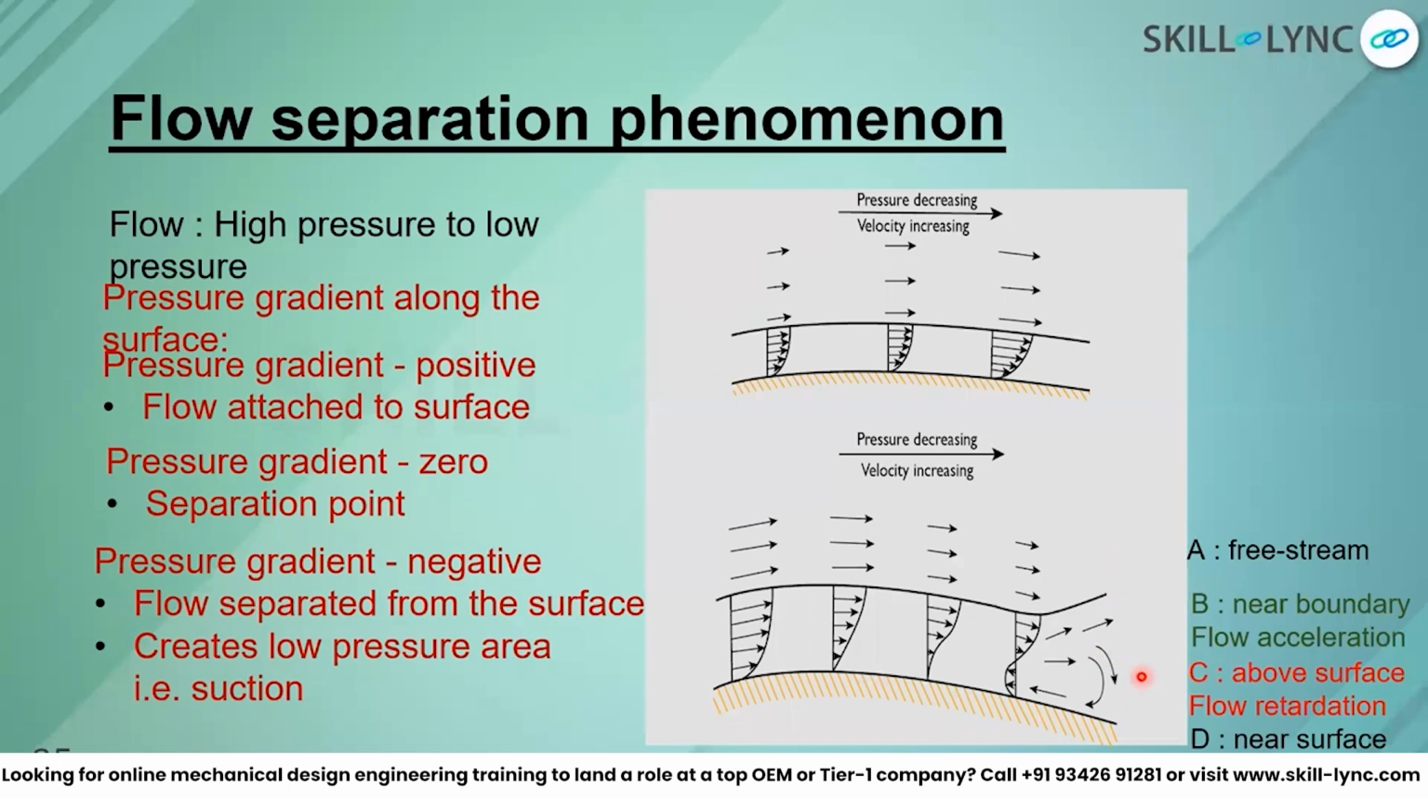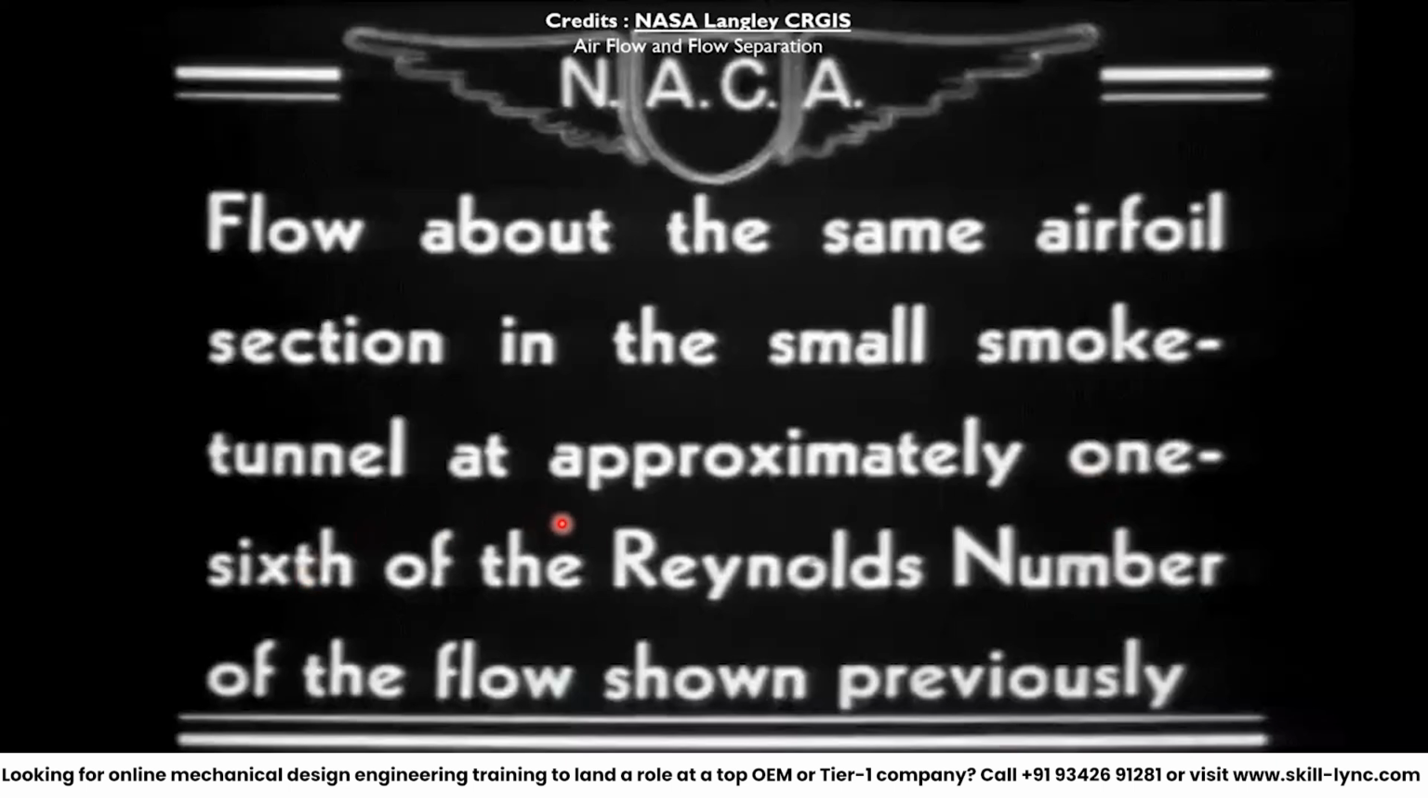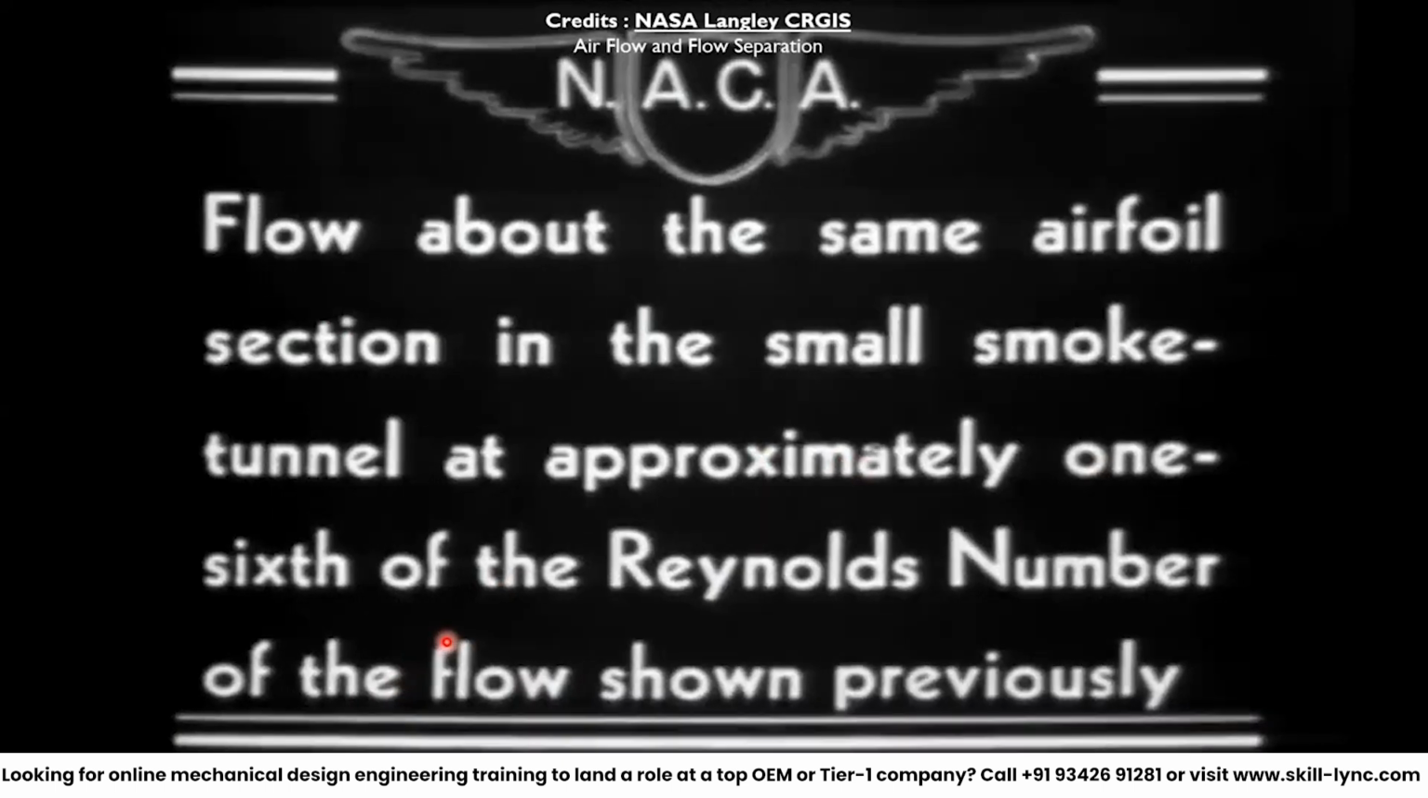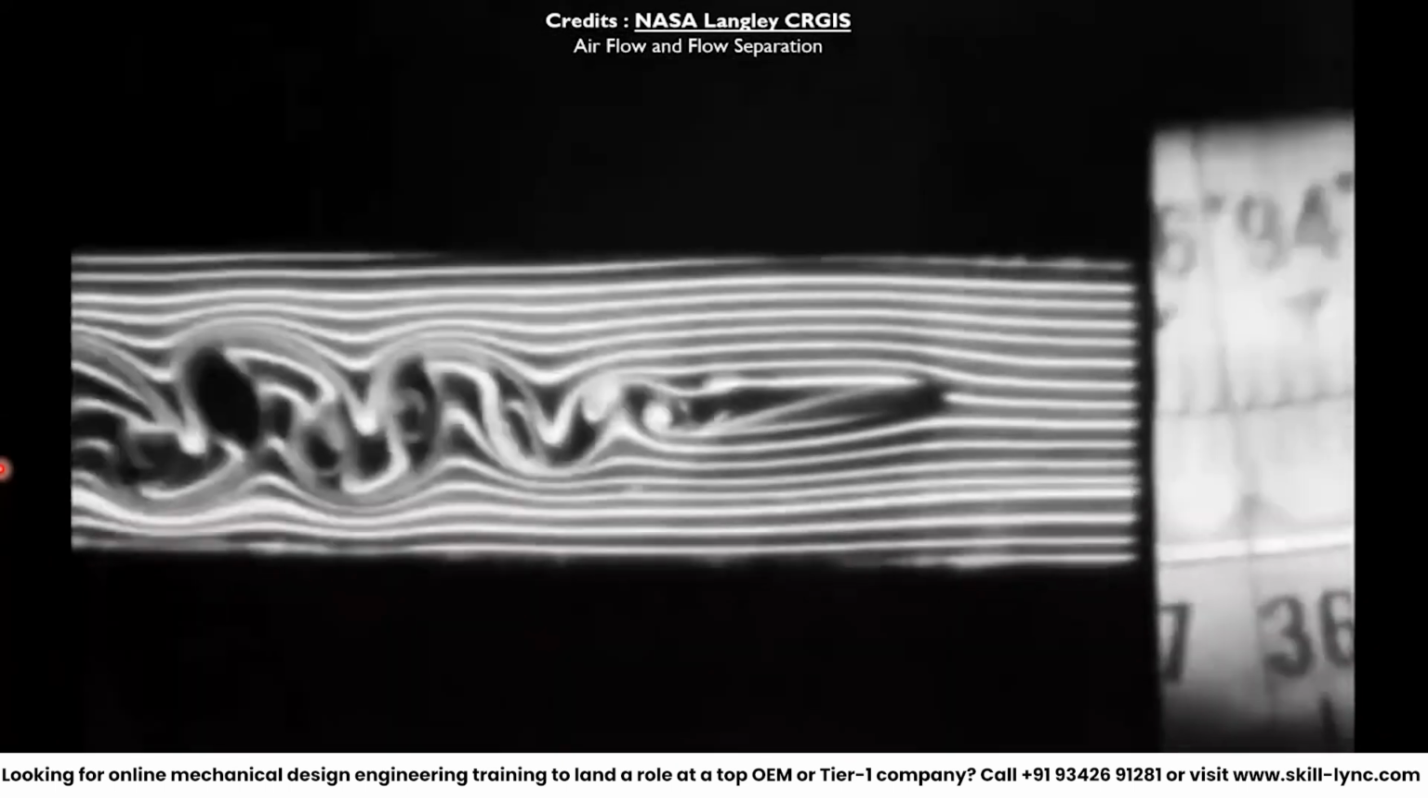So that's how the flow separation happens, because of the viscosity, because of the no slip condition, because of the change in the pressure. So let's see an example of how the flow separation happens, and how it is important in industry or in reality.